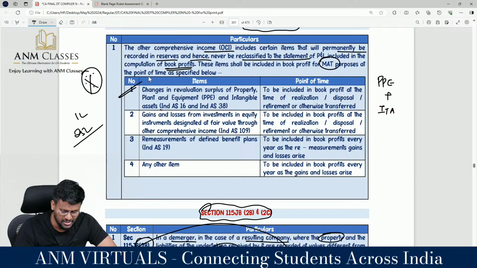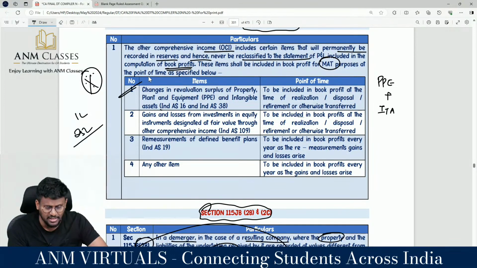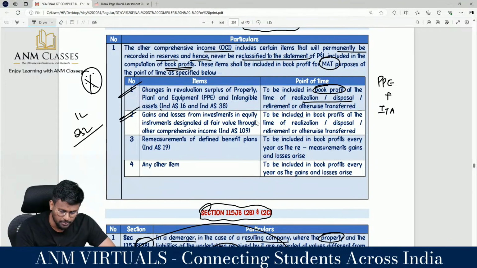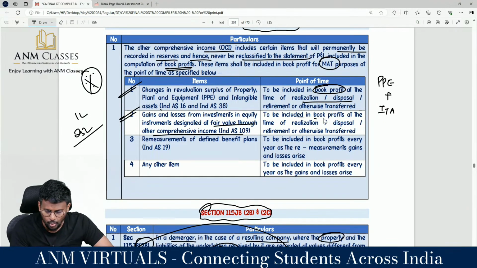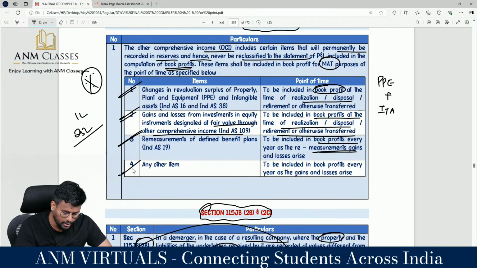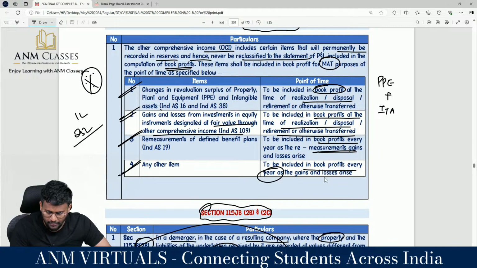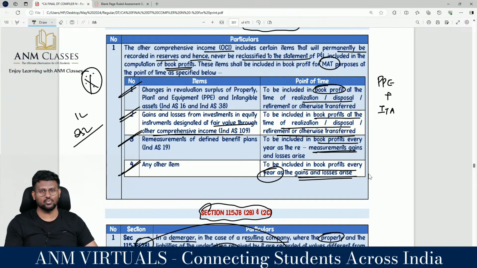Changes in revaluation surplus of PPE and intangible asset are to be included in the book profit at the time of realization or disposal or retirement or otherwise transferred. Gain or loss from the investment in equity instrument designated at fair value through OCI is to be included in the book profit at the time of realization, disposal, retirement or otherwise transferred. Remeasurement of defined benefit plan is to be included in the book profit every year as remeasurement gain and loss arises, or any other item is to be included in book profit every year as the gain or loss arises. That is what the discussion is all about.